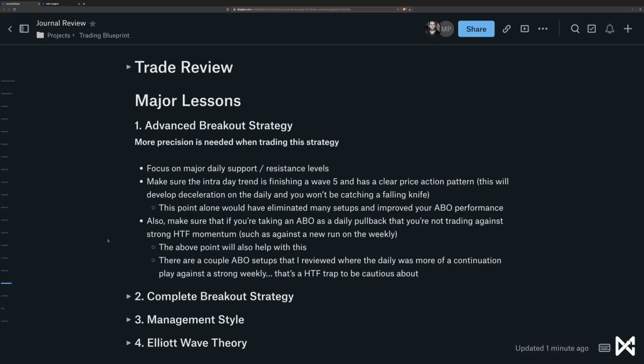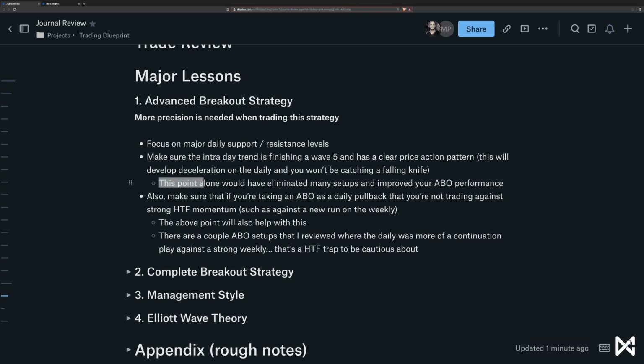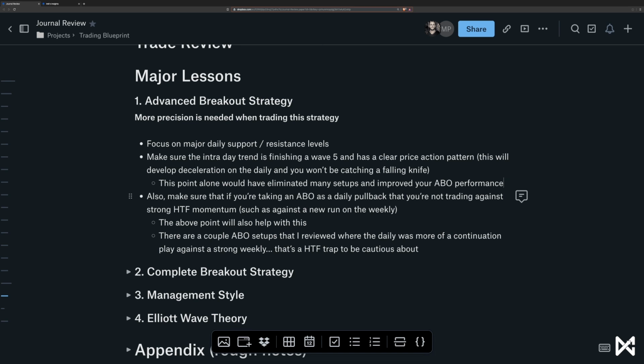Make sure the 1 hour trend has finished, hence a wave 5, right? Make sure you have deceleration. That deceleration on a daily chart gives you the price action pattern on the lower time frame, right? Also, I put it here: this point alone would eliminate many setups and improve your ABO performance, right? It was simple. Also, make sure that if you're taking an advanced breakout as a daily pullback, you're not trading against strong higher time frame momentum, such as against a new run on a weekly, okay? The above point will also help with this, such as point number 2, right?